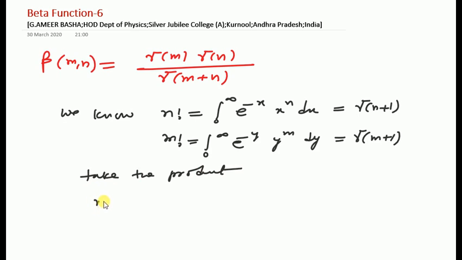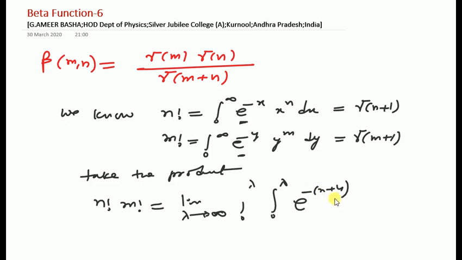So n factorial into m factorial will be equal to, I'll write like this, I am introducing a parameter lambda, limit lambda tends to infinity, integral 0 to lambda, e power, when I take the product of these two, e power minus (x plus y). Then what is left? x power n. Then y power m. Then obviously dx dy terms. Okay, I hope up to here it is clear.